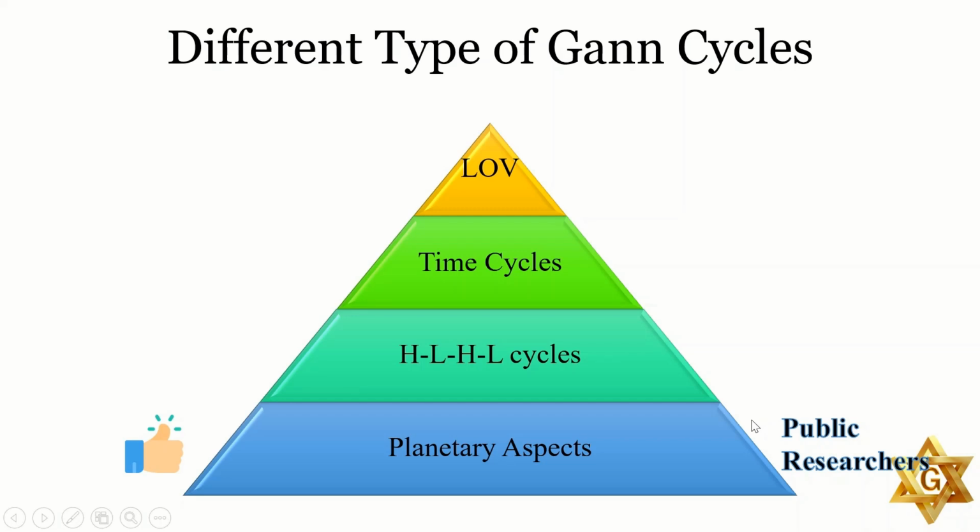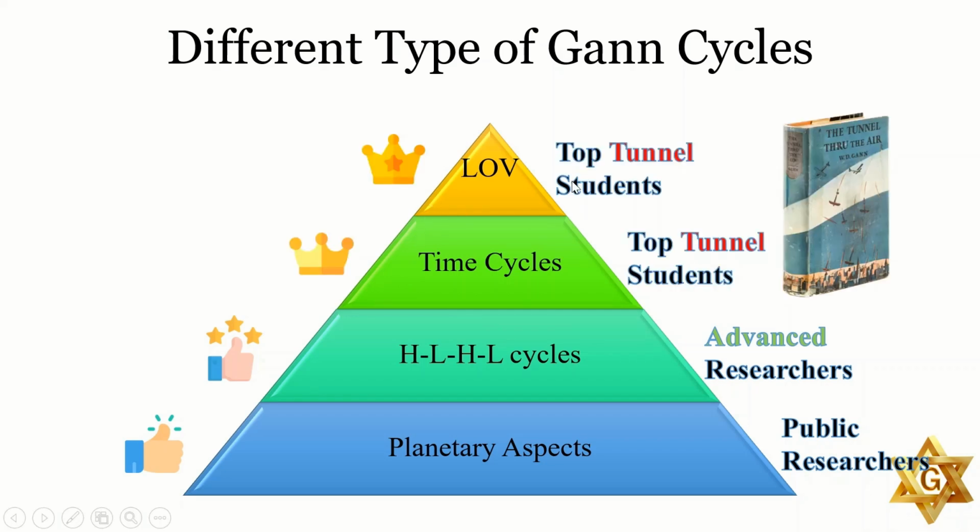A level above the planetary aspects is the use of high-low cycles, which, although based on the movement of the planets, have nothing to do with the aspects. This mathematical method is used by many advanced students in the field of astronomy. But planetary time cycles and LOV cycles are the two main methods and secret trading tools that Gann talks about extensively in the Tunnel Through the Air.